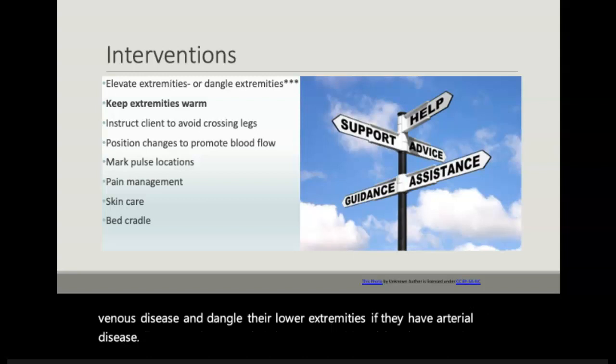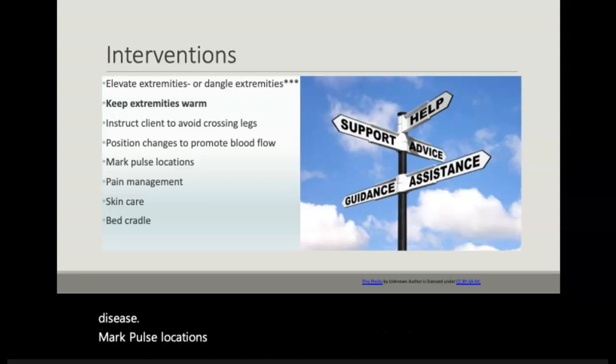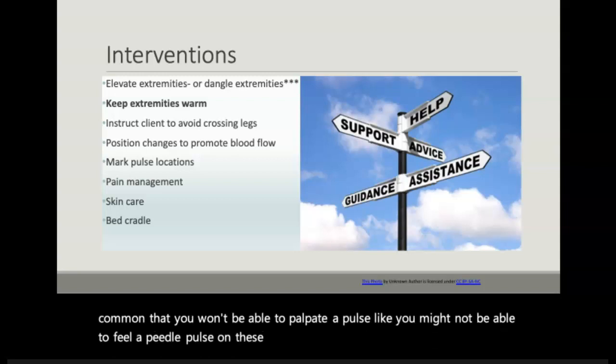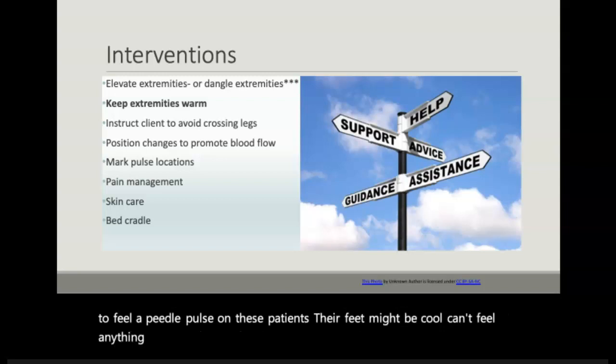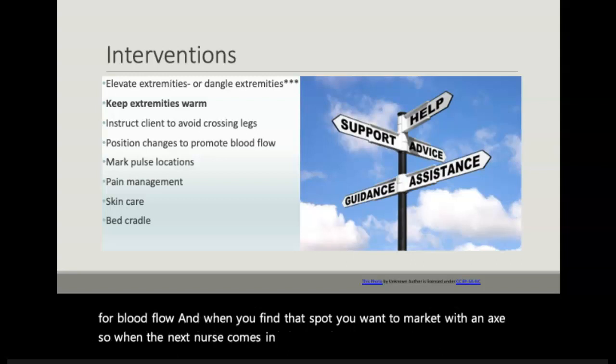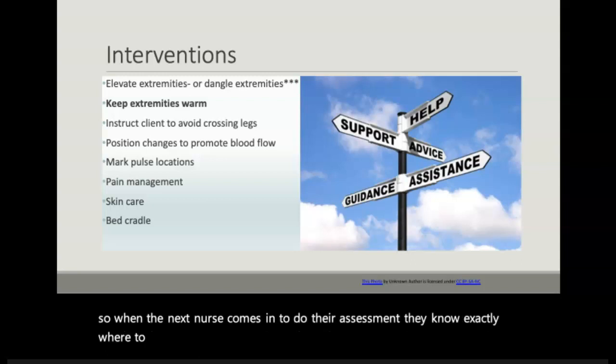Mark pulse locations. Be nice to yourself and your fellow nurses. It's very common that you won't be able to palpate a pulse. Like, you might not be able to feel a pedal pulse on these patients. Their feet might be cool, can't feel anything. So you're going to get out your Doppler and listen for blood flow. And when you find that spot, you want to mark it with an X, so when the next nurse comes in to do their assessment, they know exactly where to put that Doppler.